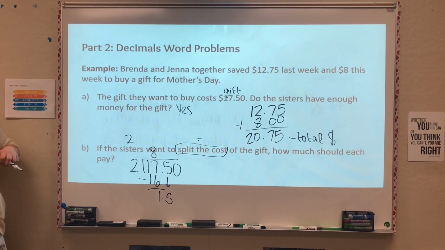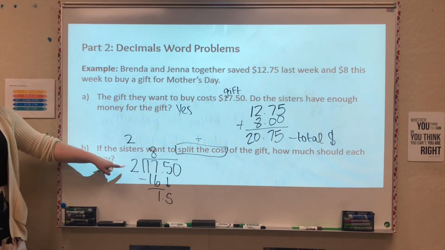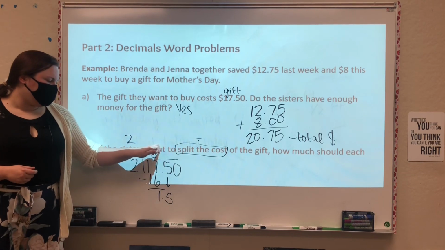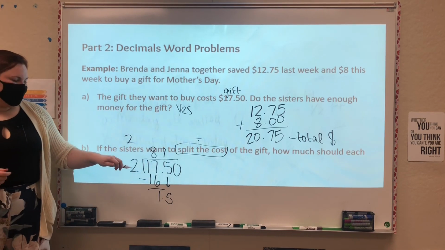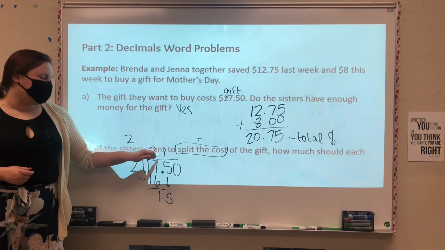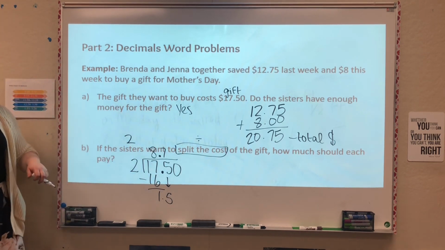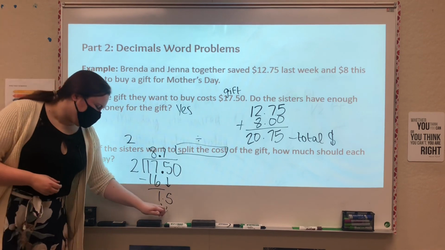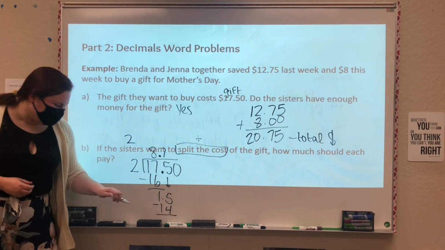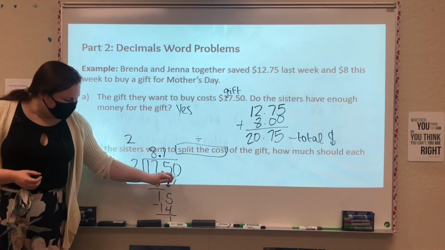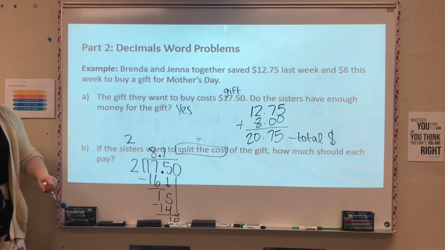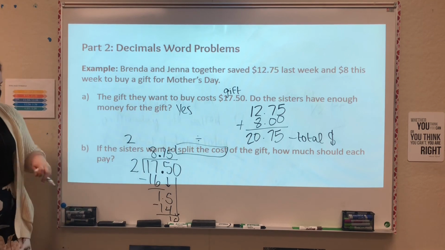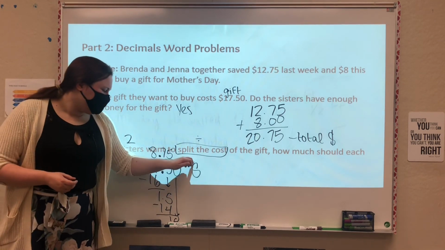2 goes into 15 7 times. So 87. Bring the decimal up. 8 and 7. So 2 goes into 15 7 times, which is 14. Oh, 1. Bring down the 0. And then 2 goes into 10 5 times. So we're left with $8.75.